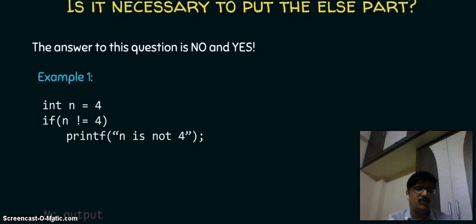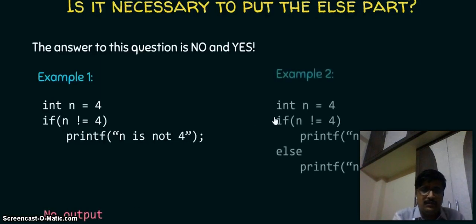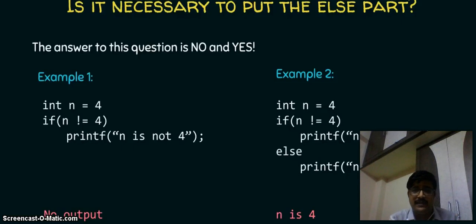Now, what is the output of this program? Output is no output, right? So now let us consider one more example. There is a little difference here. This example is equal to example one, but only here we are having the else part as well. So here we are trying to print n is 4. So the output is n is 4, because the condition itself is not satisfied, therefore the else part is going to get executed and it will print the statement n is 4.